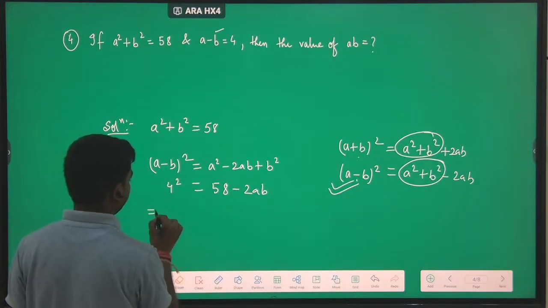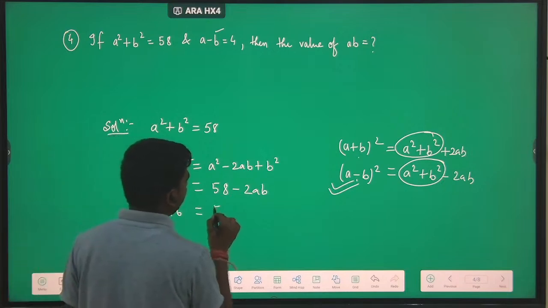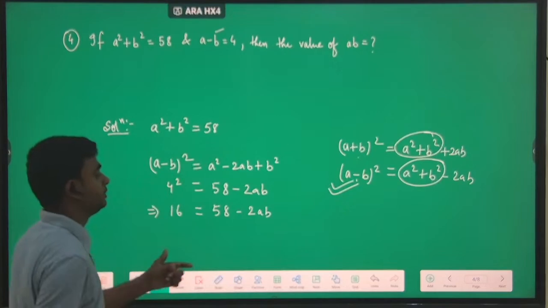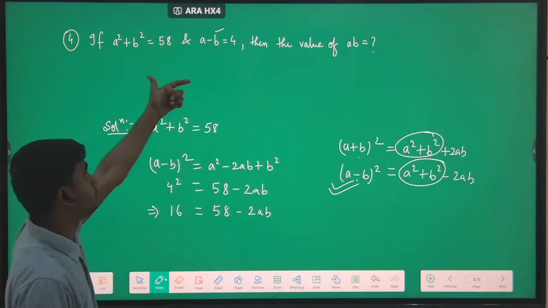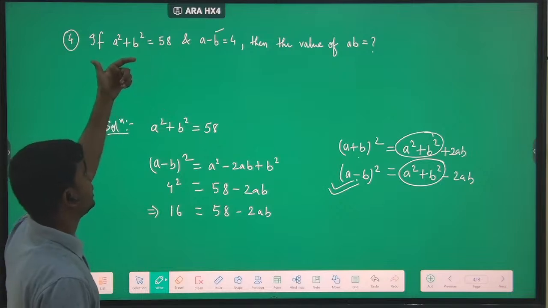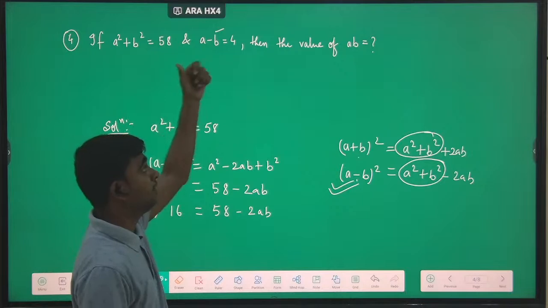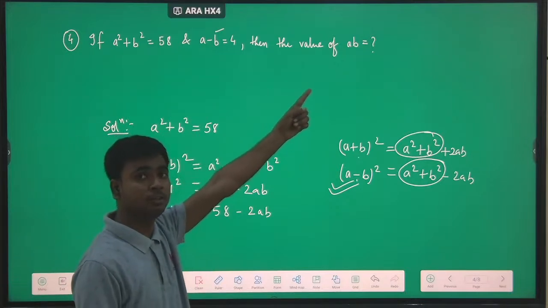4 square is actually 4 into 4. It is 16 is equal to 58 minus 2ab. So by solving this equation, we can find out the value of ab. So this was the question. The question said that a square plus b square was given, a minus b was given, and we were to find out which identity will provide the value of it.